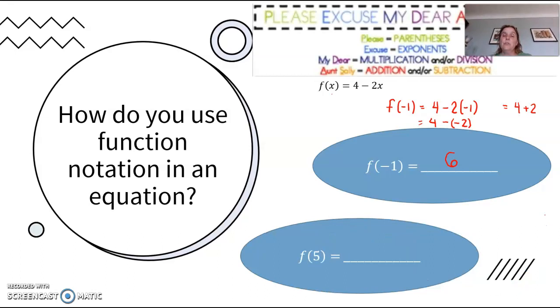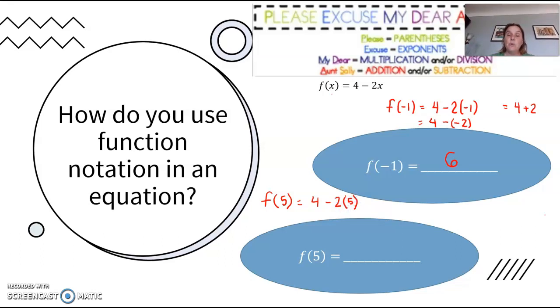All right? So here's f of 5. Our input is 5. I'd recommend that you try it and then restart the video when you're done so that you can see if you did it correctly. So f of 5 would be 4 minus 2 times 5.